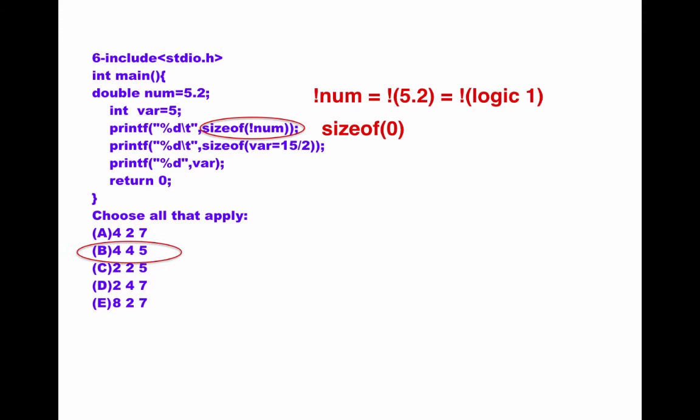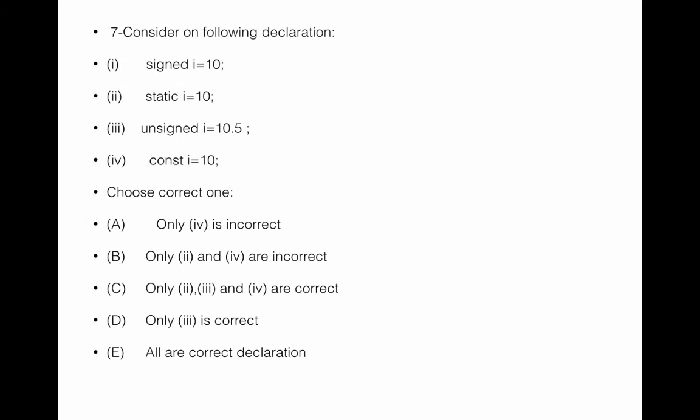The third one is var, which is an integer, so it's 4. So this is wrong, oh, sorry, I'm sorry. This is just not sizeof, okay? Take care because this is tricky. The third one is just printing the variable, not the size of it.